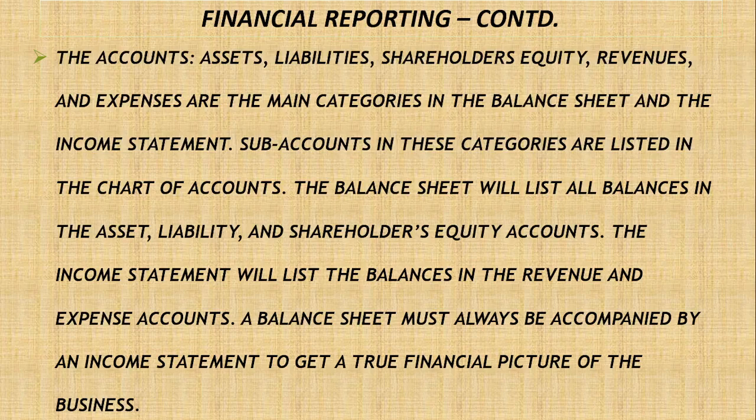Assets, liabilities, shareholders' equity, revenues, and expenses are the main categories in the balance sheet and the income statement. Sub-accounts in these categories are listed in the chart of accounts. The balance sheet will list all balances in the asset, liability, and shareholders' equity accounts. The income statement will list the balances in the revenue and expenses accounts. A balance sheet must always be accompanied by an income statement to get a true financial picture of the business.